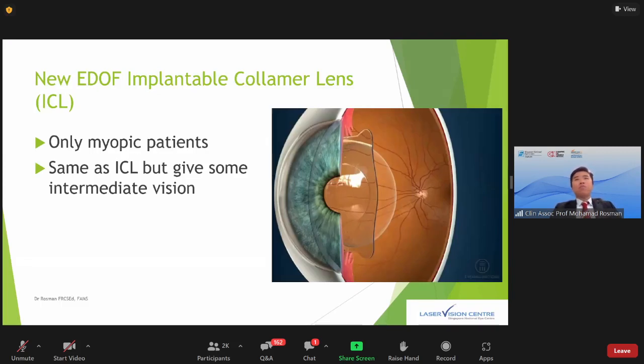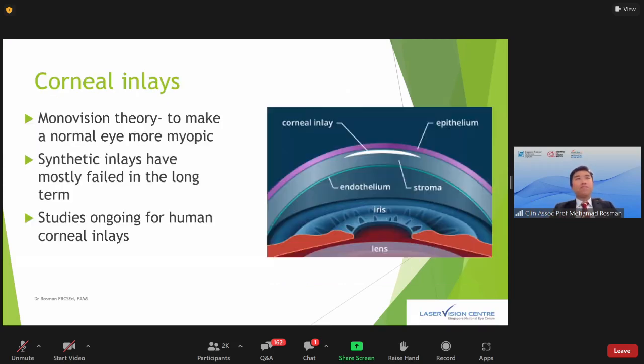You may or may not be familiar with ICL. Just now we talked about cataract surgery where you have to remove the cataract, but what about people who do not have cataract? There's some hope. There's some lens on the horizon that you can put inside eyes without cataract until they develop cataract, and this allows them to see far and some intermediate distance. So it's an EDOF ICL, but again, these are still in studies.